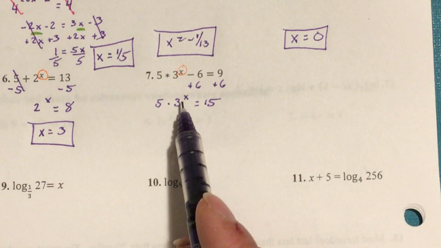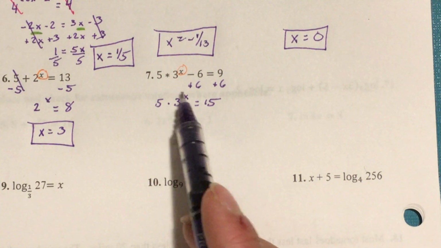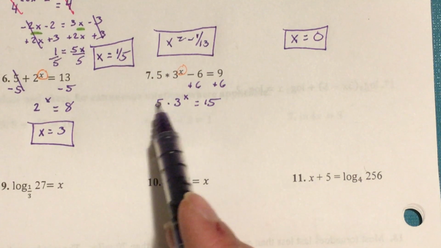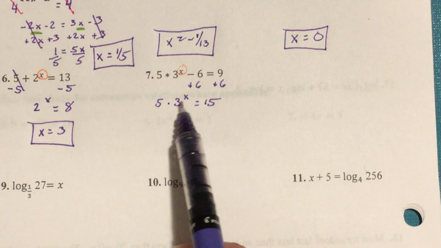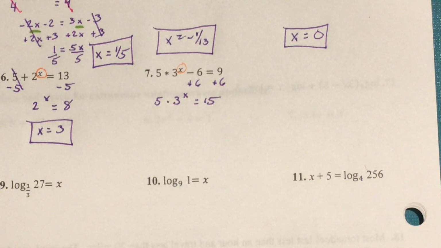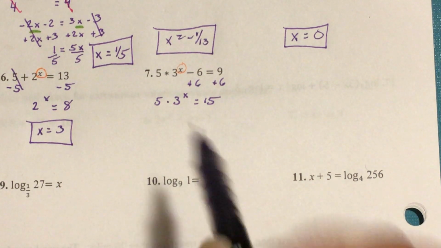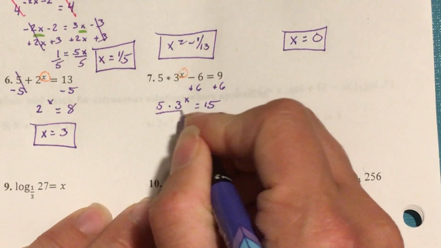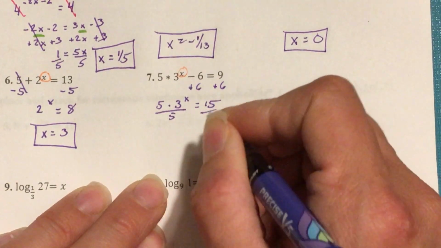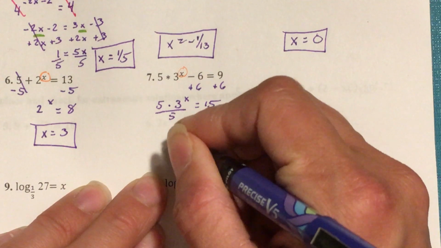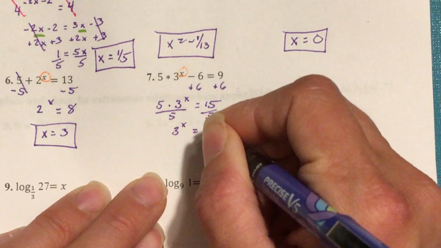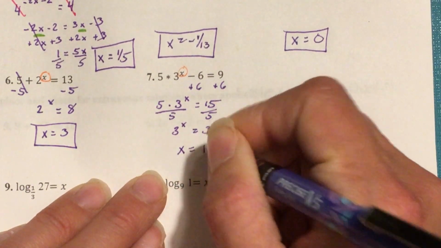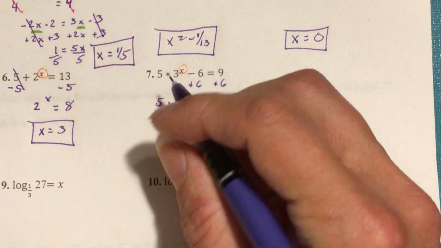And that's because this 3 has a variable exponent with it. So I can't combine these as like terms because they're not the same base and I wouldn't have anything to do with that power. So I can't simplify the left side, but what we can do is isolate it by dividing both sides by 5. So 3 to the x equals 3, and bam, x equals 1.